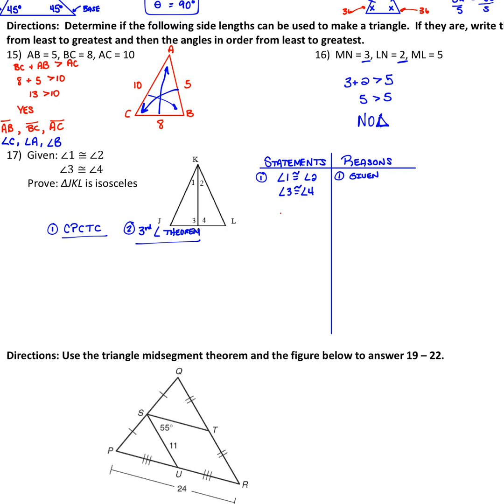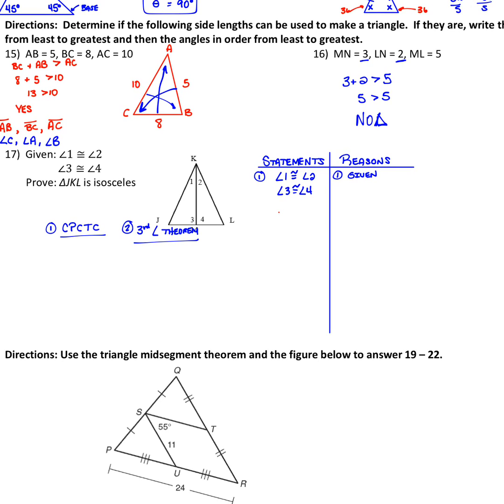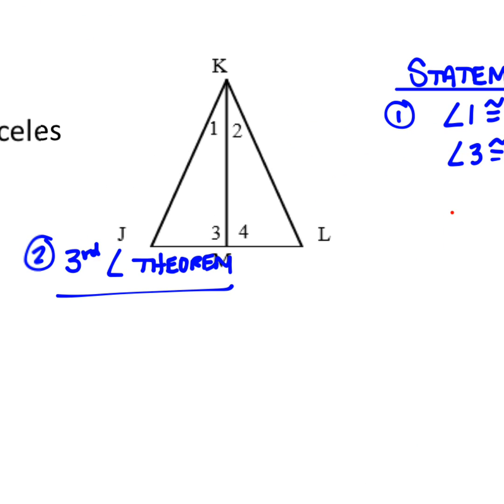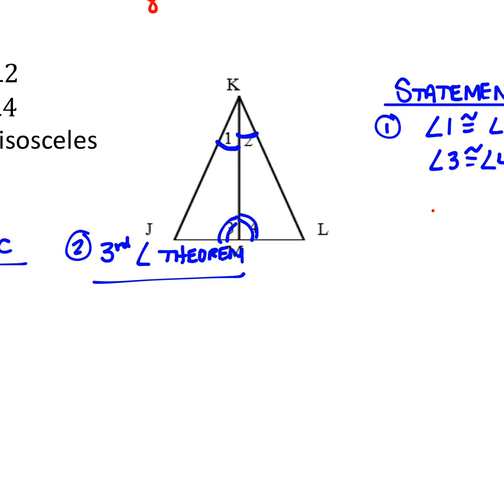What I recommend you do, and what will make your lives a lot easier, is go ahead and mark this figure with what we know. We know 1 is congruent to 2, so I'm going to go single hoop. And 3 is congruent to 4, so I'm going to go double hoop. We also know, even though they didn't give it to us, that this side is congruent because it's a shared side.